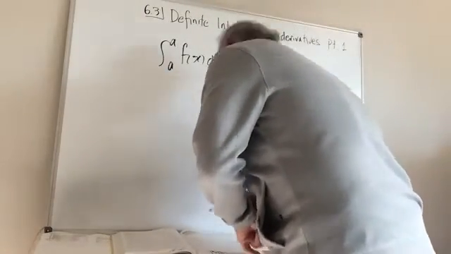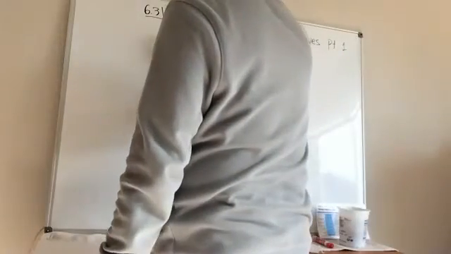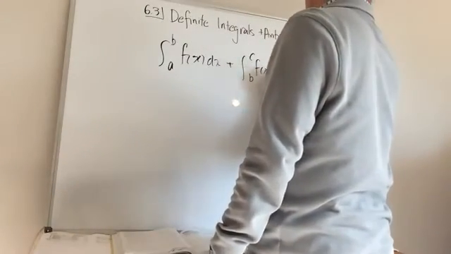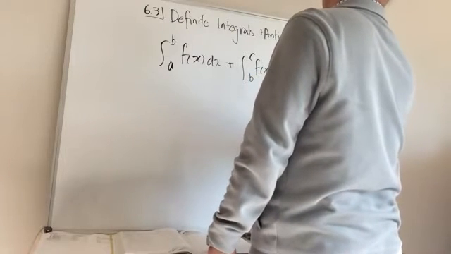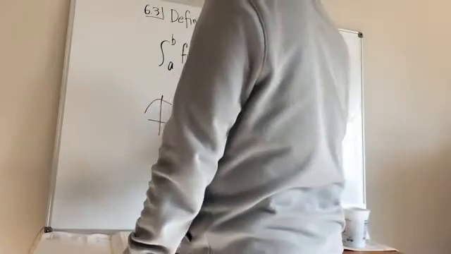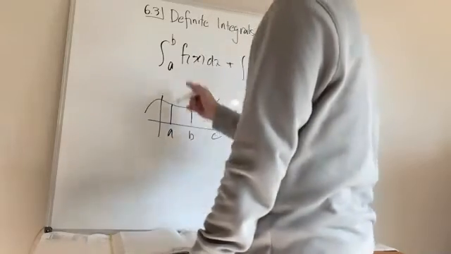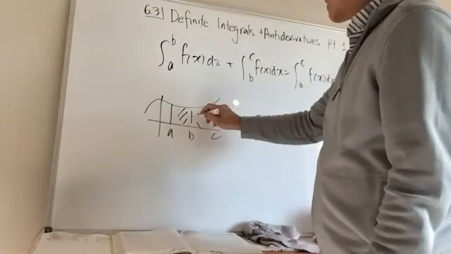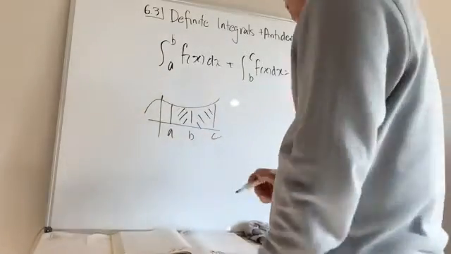And then we have the additive rule, which is nothing more than if I go from A to B, and then I go from B to C, this will be the same as from A to C. So if I go from A, B, and C, A to B would be this part here, B to C would be this part here, which is the same as from A to C. Nothing miraculous there.